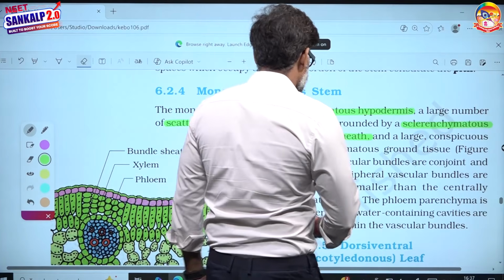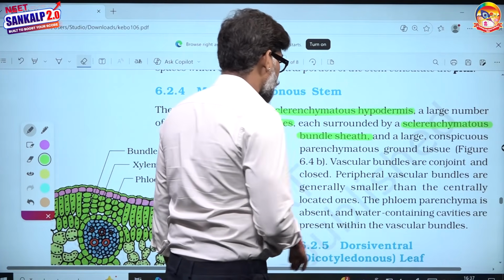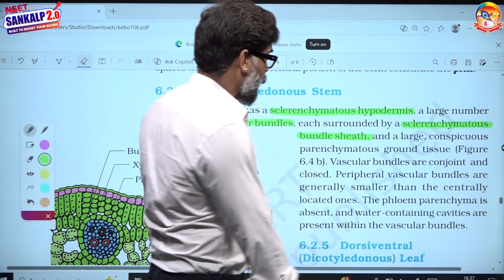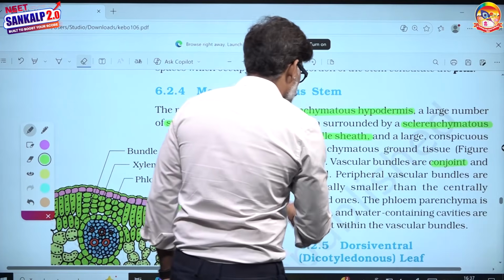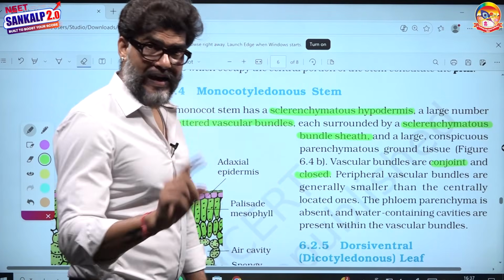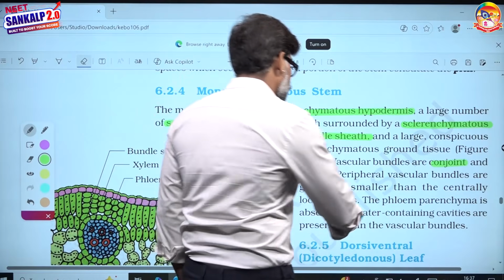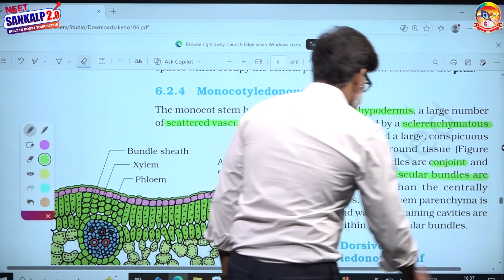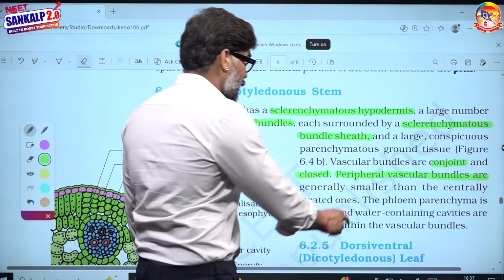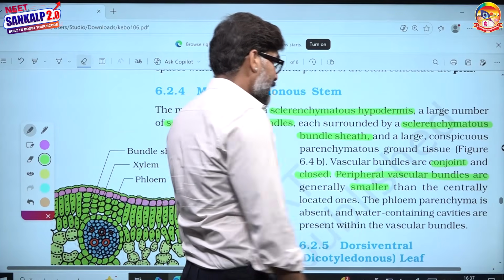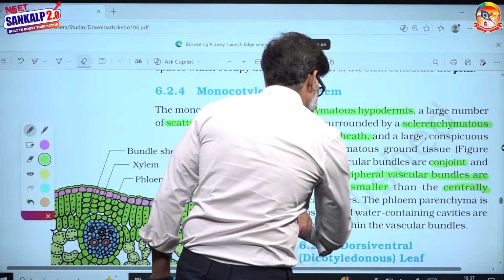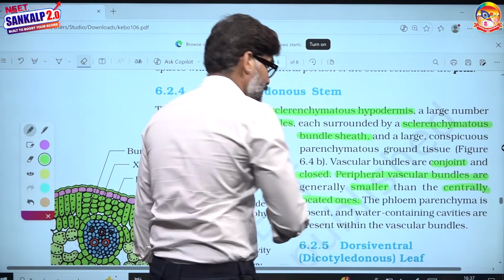And the large, conspicuous, parenchymatous ground tissue is present. Vascular bundles are conjoint as usual and closed, unlike the dicot stem, where they were open. Peripheral vascular bundles, this is a very important line: peripheral vascular bundles are smaller, and the centrally located vascular bundles are larger.